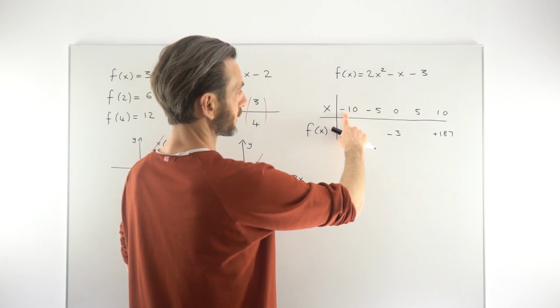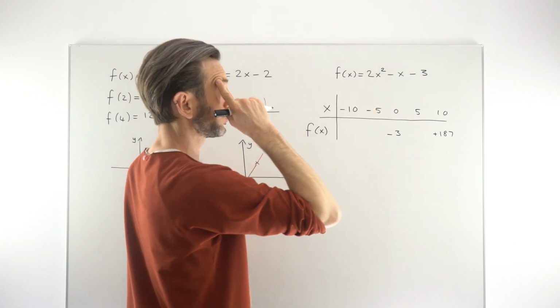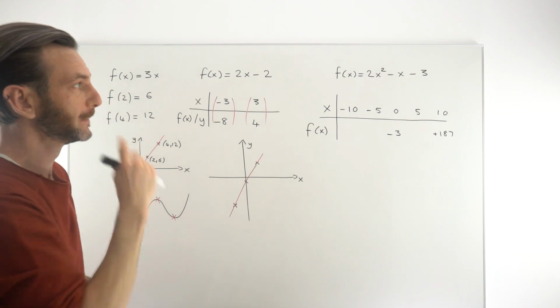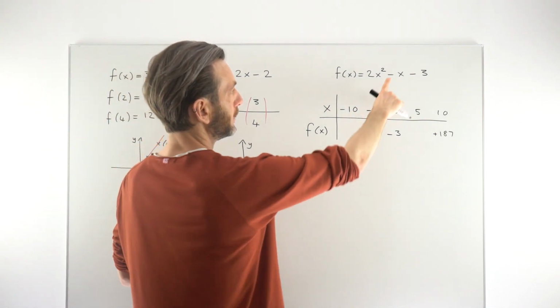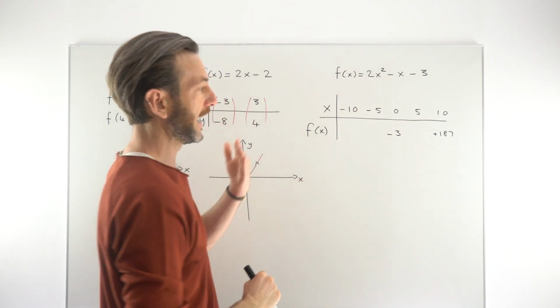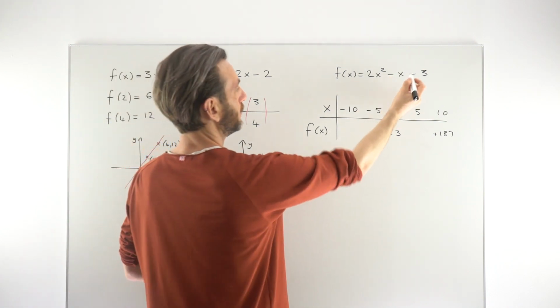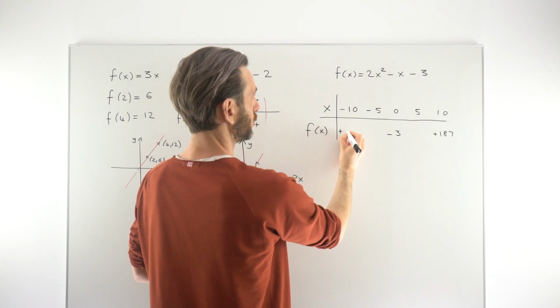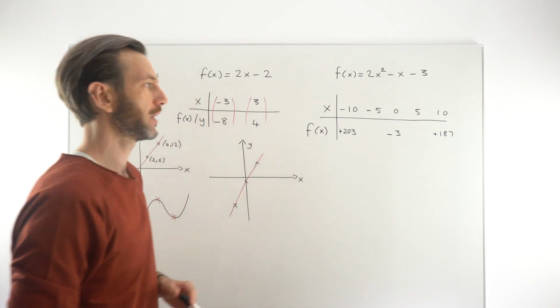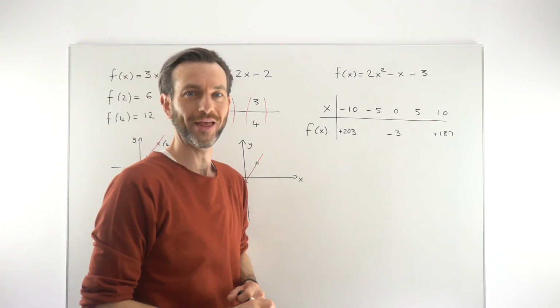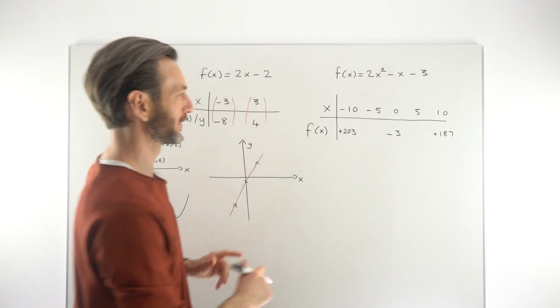Looking at this one, -10, so -10 squared is also positive 100, and times 2 is going to be positive 200. Minus 10 is going to be adding 10, so that's 210. Minus 3 is plus 210 and 3, so 203. I'm doing those calculations at speed. If I've gone wrong, then I apologise, but I think that's correct.